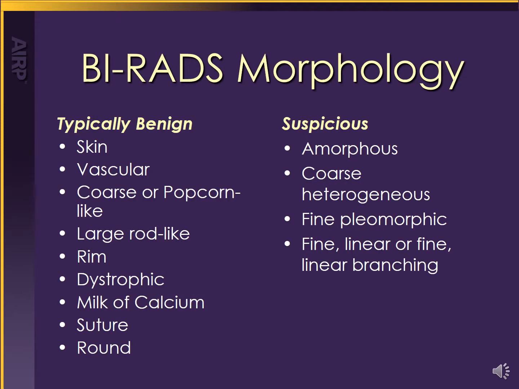BI-RADS divides calcification morphology into two categories. Today we're just going to look at the typically benign. The first thing I want you to do is look down this list, and I want you to notice that the morphology that you pick is basically saying what you think the calcifications are due to. So for example, if I pick coarse or popcorn-like, I'm basically saying, hey, I think these calcifications are due to a degenerating fibroadenoma. The exception to this is round. So we're going to look at round calcifications last.